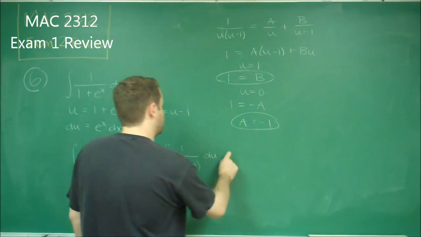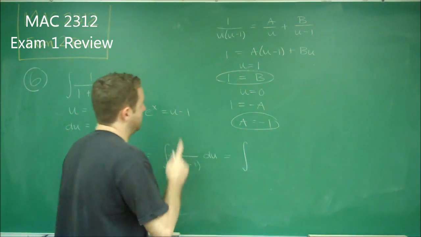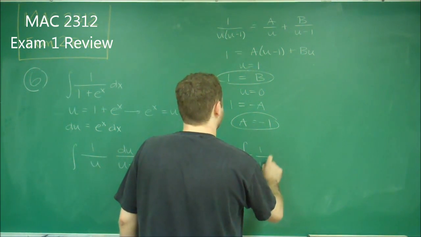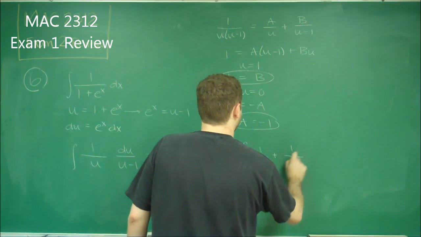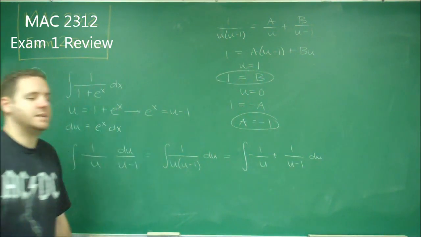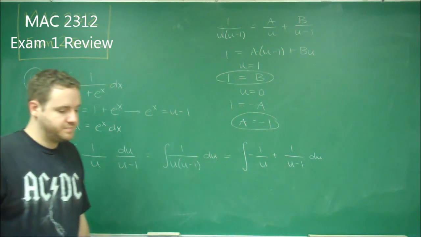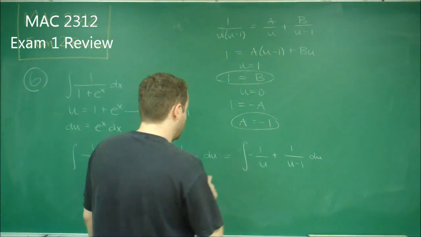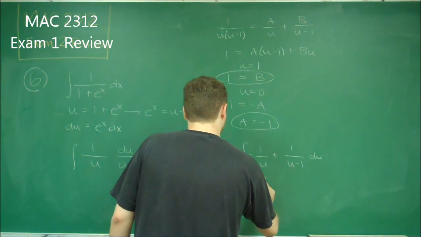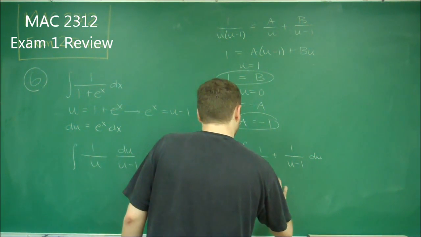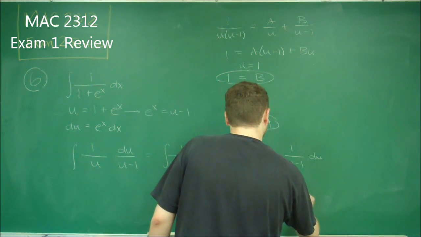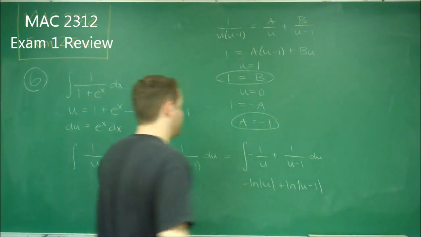So this integral is now the same as if we split it up into those there, which is negative 1 over u plus 1 over u minus 1. Each of those is just a natural log. So what we're going to get here is negative ln of u plus ln u minus 1.